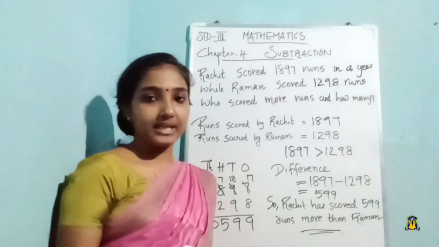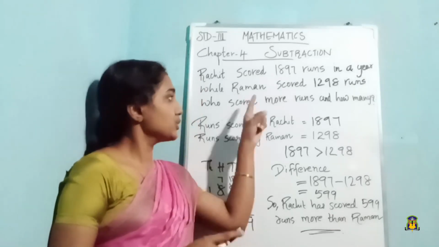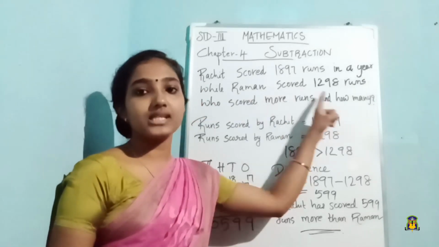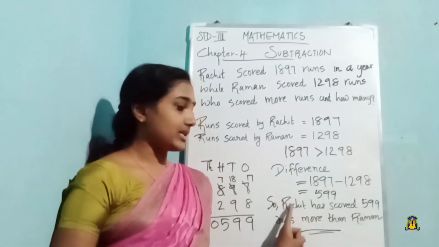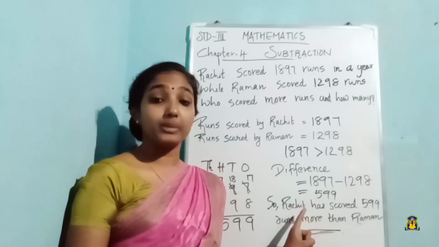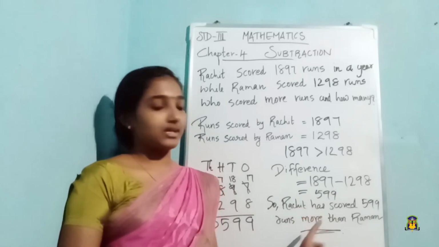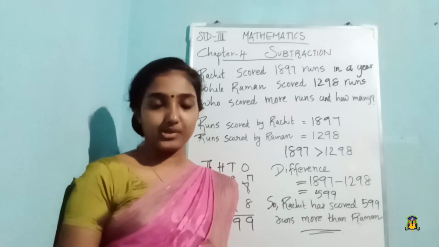Okay, so we had to find the answer of the questions. There were two questions. Who has scored more runs and how many? So we got the answer of both questions, that Rajat has scored more runs. And how many runs Rajat has scored more? Rajat has scored 599 runs.